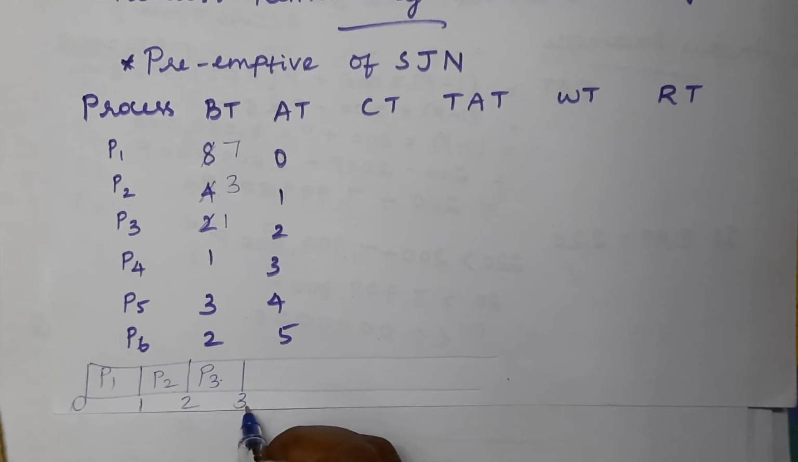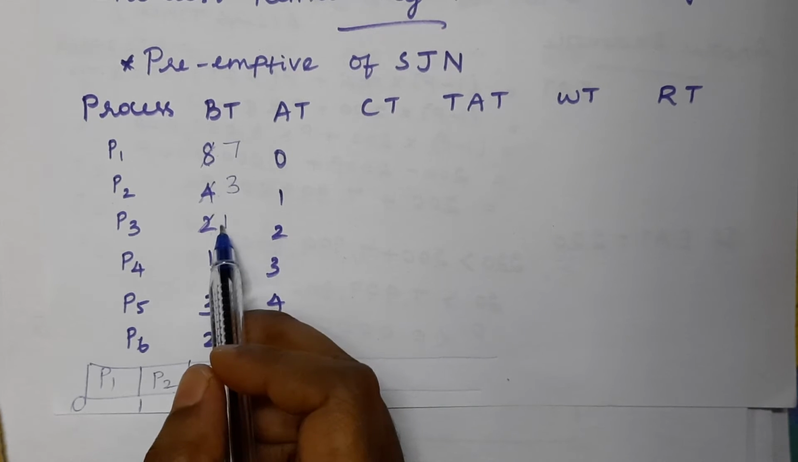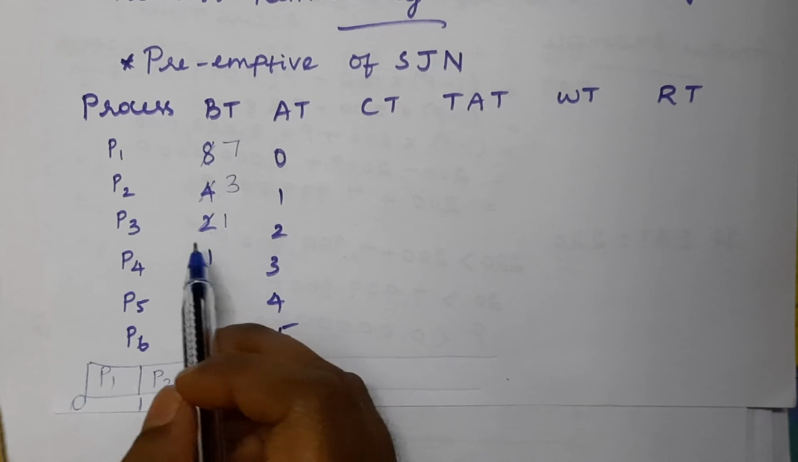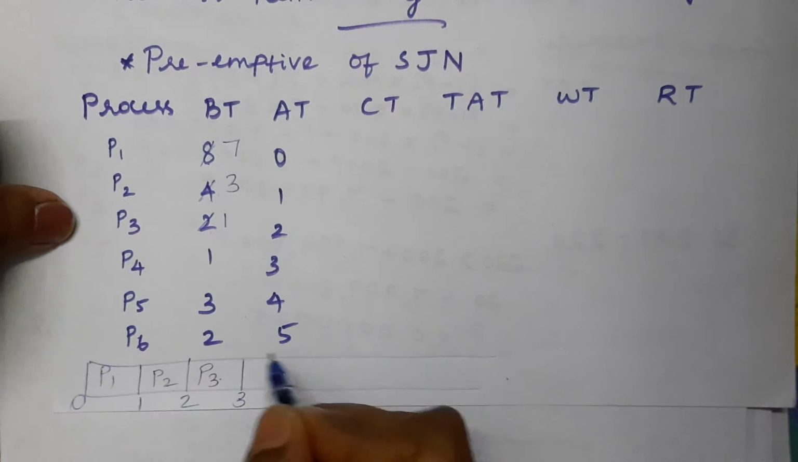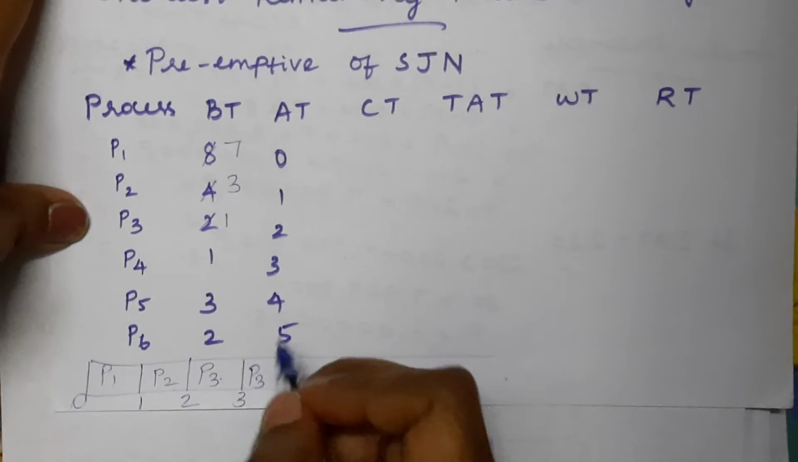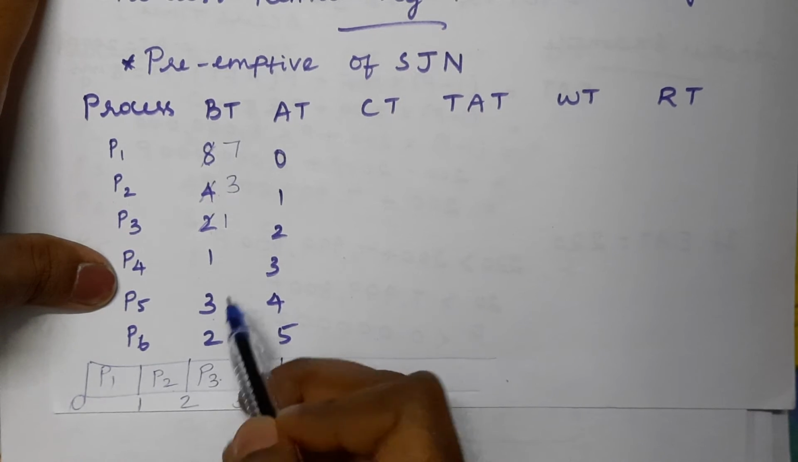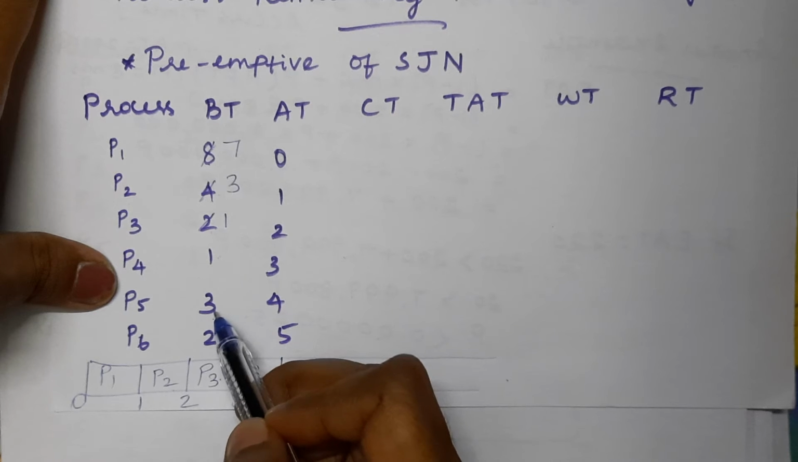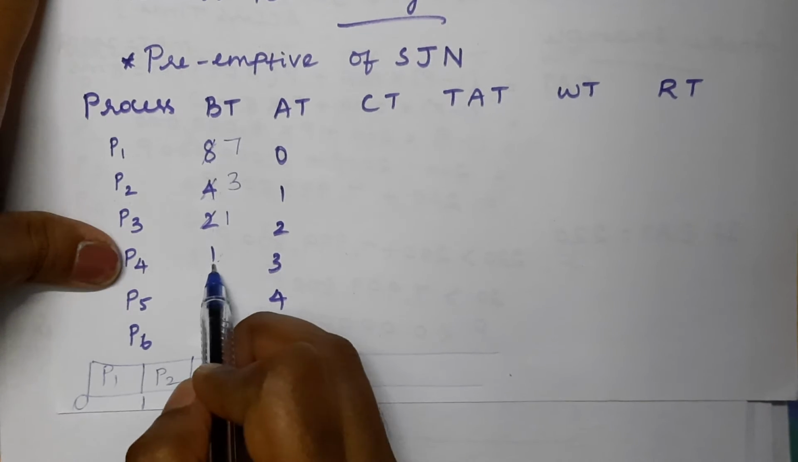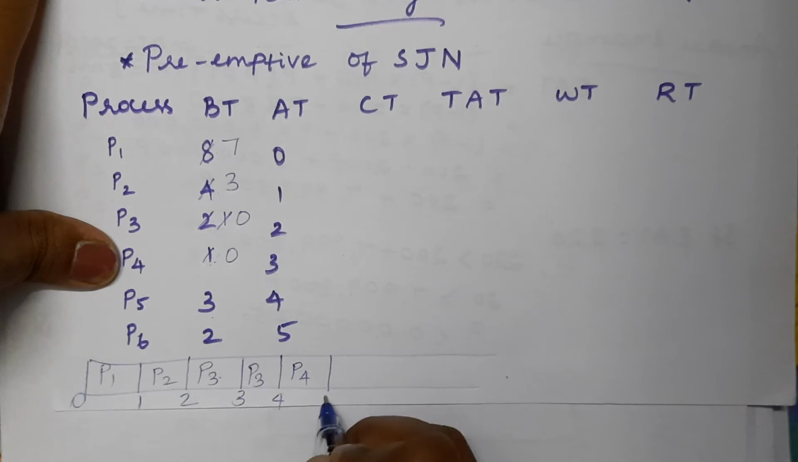And the next one, at time 3, even though we have received one more process which has the lowest burst time, P3's remaining burst time is actually 1, so both are equal. If both are equal, we should follow first come first serve basis. So we are scheduling process P3, we are not preempting it, we are allowing the CPU to continue its execution. So at time 4, P4 has arrived and P5 has also arrived, but if you compare these two burst times, P4 has the lowest burst time, so we schedule the P4 process, and it is completed at time 5.